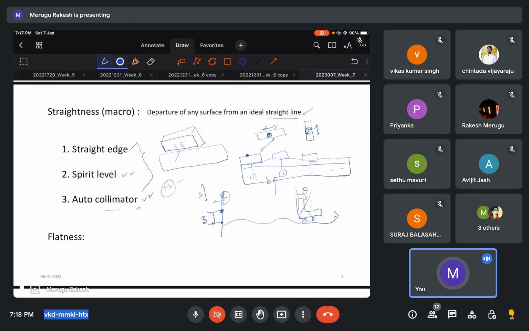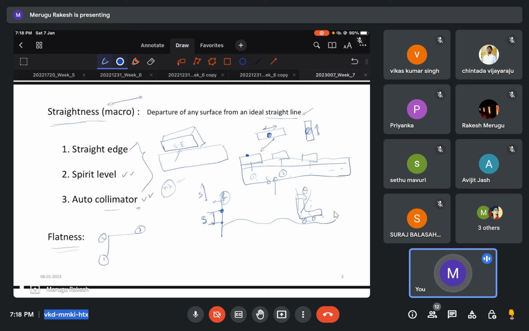Then we move to flatness. Whatever I discussed about straightness is completely true for flatness, except there is one more dimension. In straightness, I just move in one direction and establish the relation, but in flatness that is not the case. I have to take at least two directions; I need at least 3 points to establish flatness. Everything else is similar. There is a datum surface, and how the surface is situated from this datum gives the flatness error.